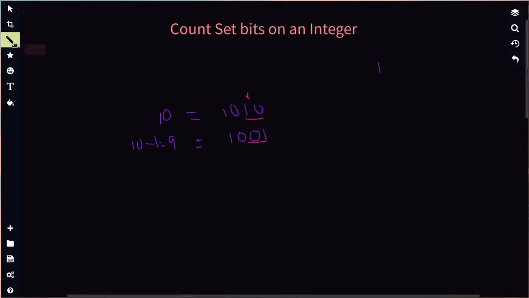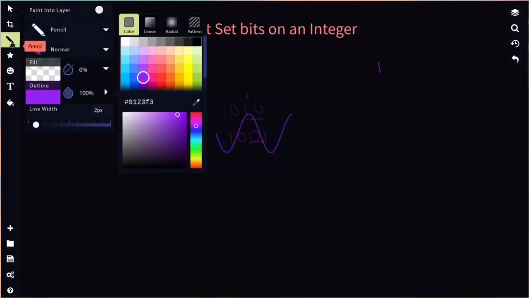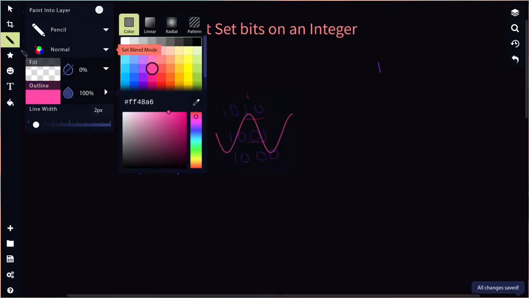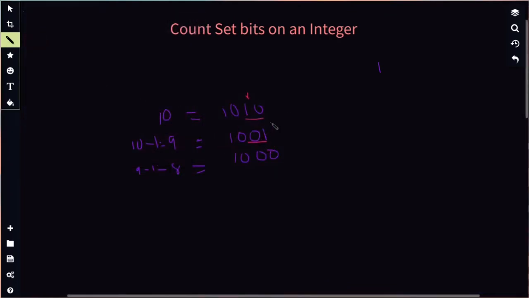Let's take another example as well. Let's take 9 itself. What is 9 minus 1? 8, right? What is the binary representation of 8? It's 1 0 0 0. So in 9, what is the rightmost set bit? Which is 1, right? So what happens is, the rightmost set bit and the bits to its right are flipped. Here there is only one such bit, which is 1, and it is flipped to 0.